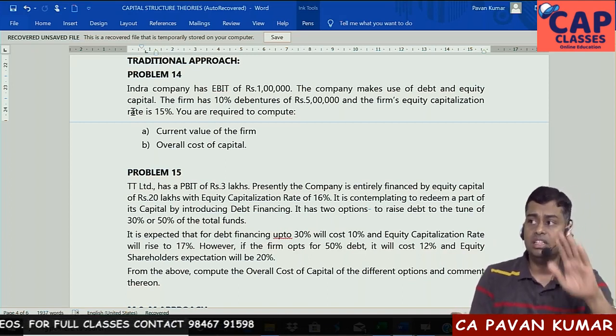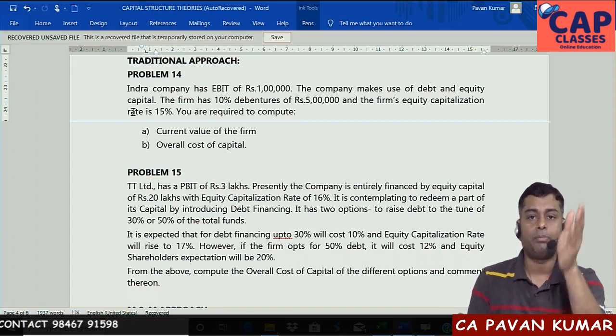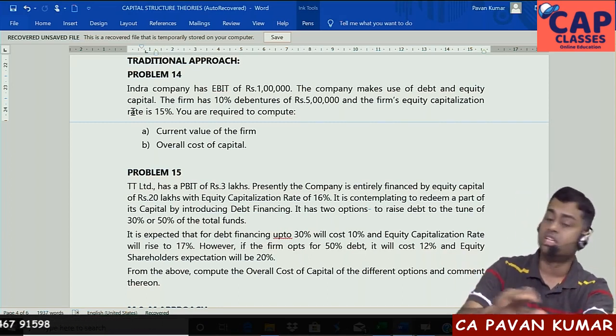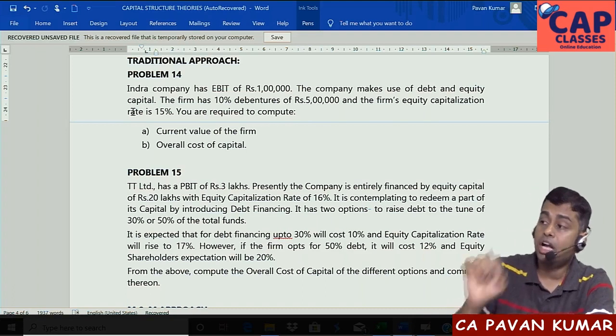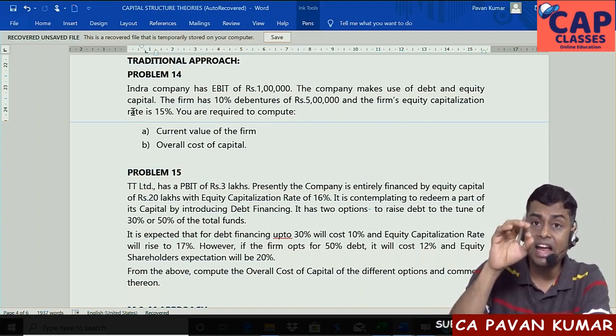If you observe this question number 14, they have not mentioned whether it is a net income approach, net operating income approach, or traditional approach. But looking at the question, what is the principle I told you? They have given KD.